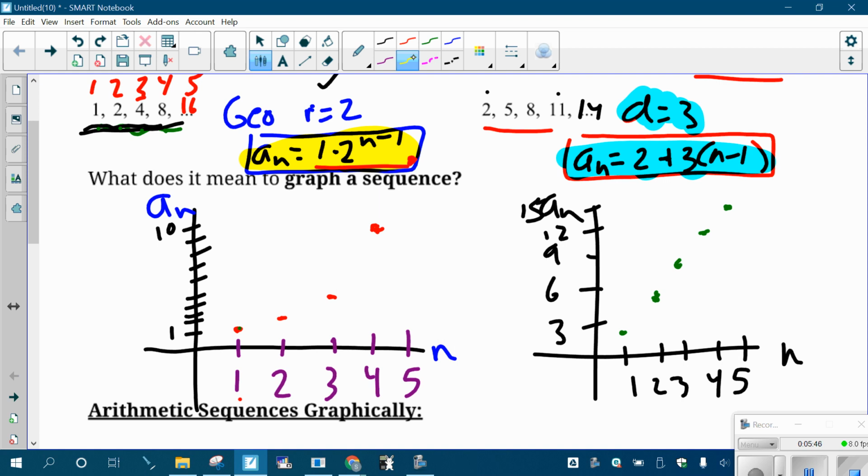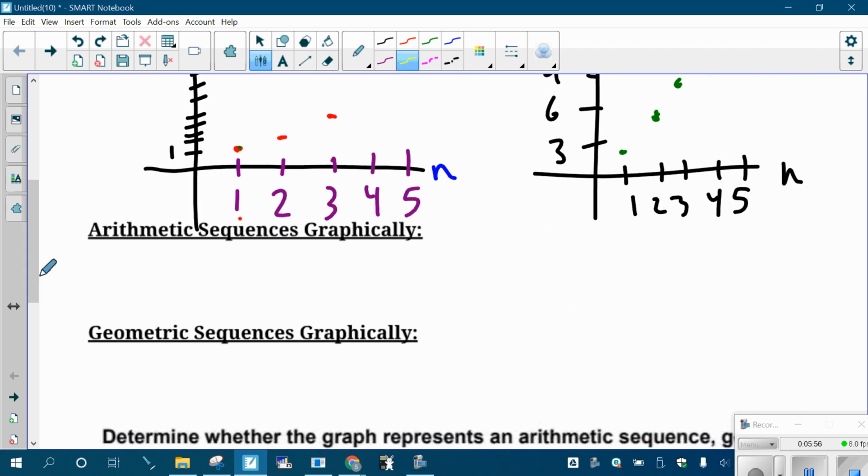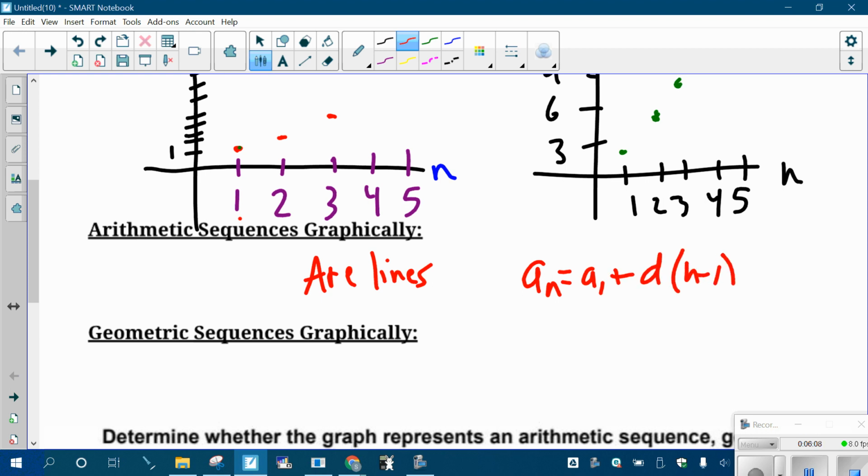And so if you look at this one on the right first, I hope you can look at that and be like, oh, all the points line up. It's a line. Arithmetic sequences graphically are lines. They're linear. If you look at your formula, there's no exponent. Nope, it's just a line. There's not a square. There's nothing weird. It's not like a log or something. Just a line. Okay? So arithmetic sequences graphically are just lines.